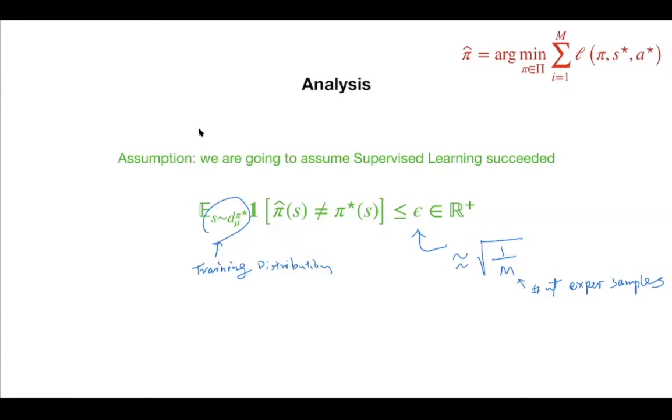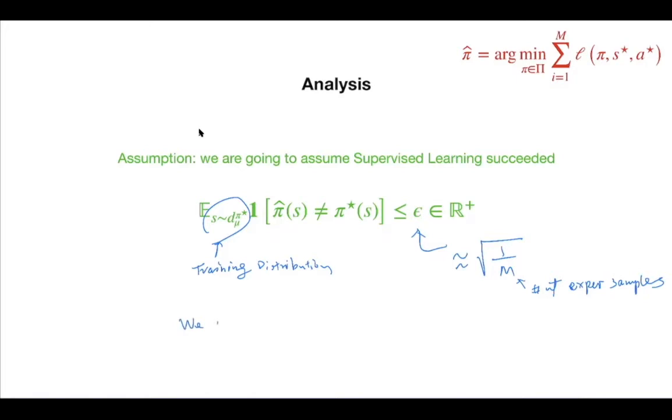So this is reasonable. Nothing is fancy here. We're just training our function pi hat from this distribution, and we are testing the prediction error under the same distribution. So it's the most common supervised learning setting. Our goal is to see whether we can transfer this epsilon to the performance of the learner policy, because the performance of the policy is literally what we care about.